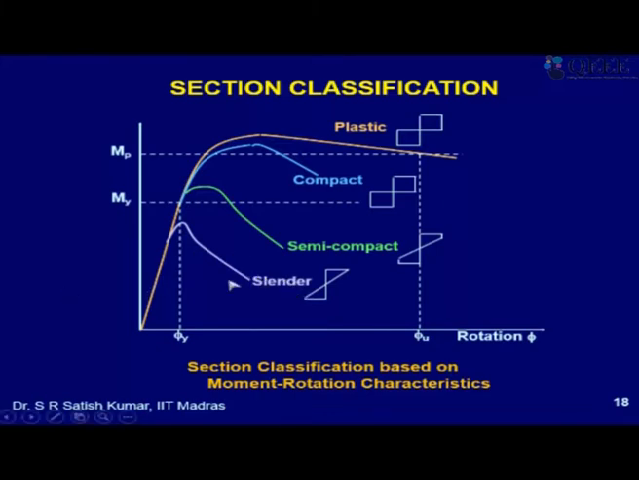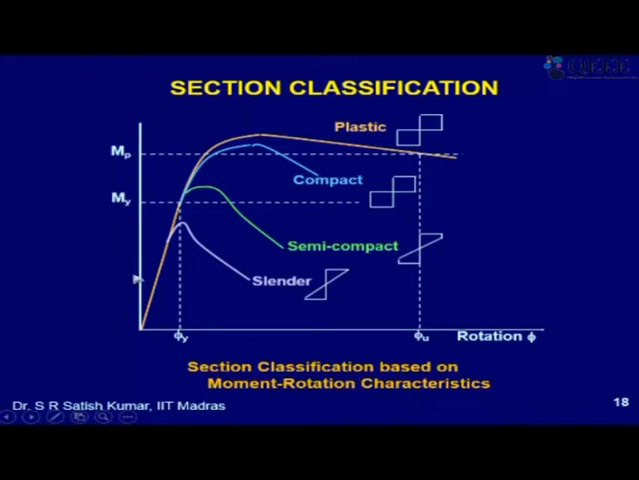So the code says you are not allowed to use slender sections because your analysis is not valid for that. But you can use semi-compact sections in bending. So you will reach My, and you take the capacity of semi-compact sections as My. For compact and plastic, you can take the capacity as MP, but you can't do a structural analysis. You can do an elastic analysis and use a compact section, but you can't do a plastic analysis unless the section is plastic. So that is called section classification.